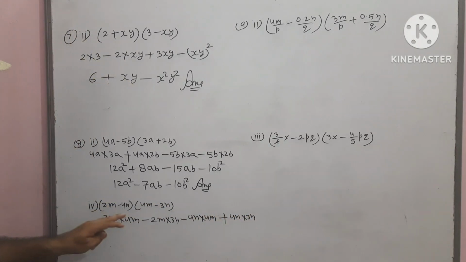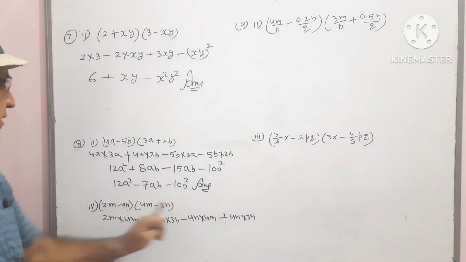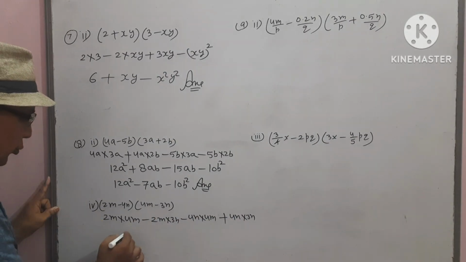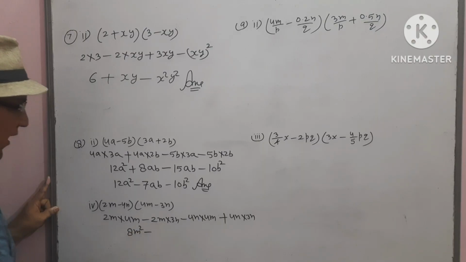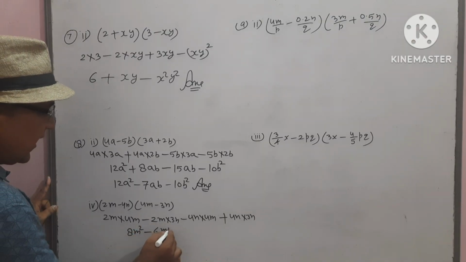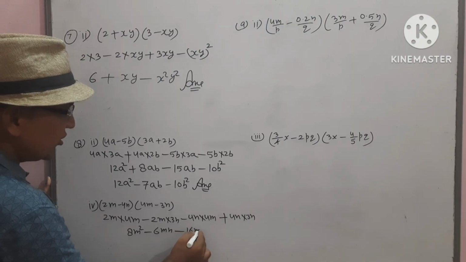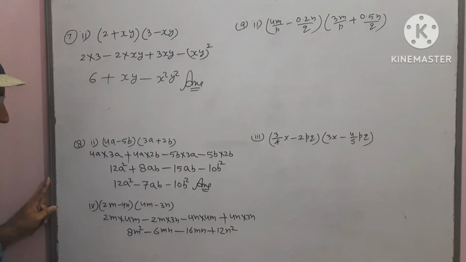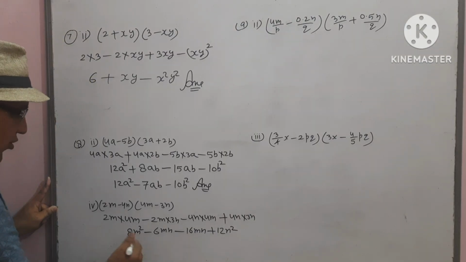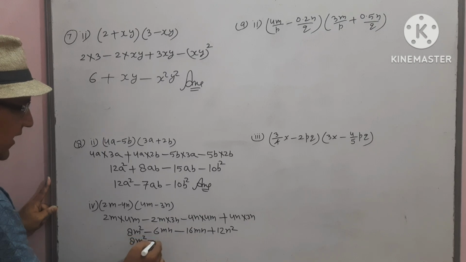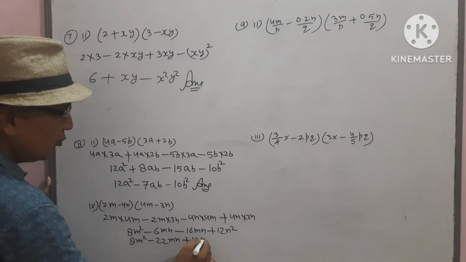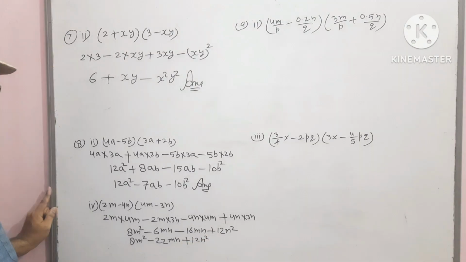Understood? First I have multiplied the signs, then the numbers. Minus into minus becomes plus, then 4n into 3n. Now calculate it. 2 into 4, 8m square. 2 into 3, 6mn. 4 into 4, 16mn. Plus 4 into 3, 12n square. Again these two are the like terms. So your answer is 8m square minus 22mn plus 12n square. This is your answer. Okay.